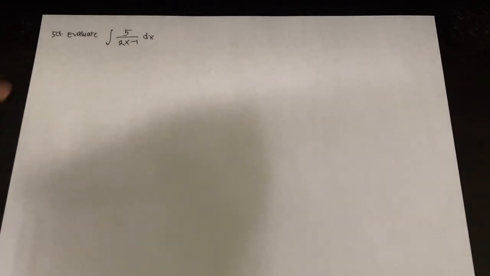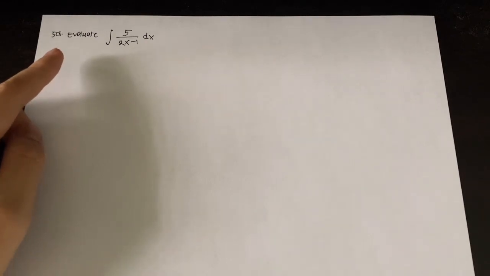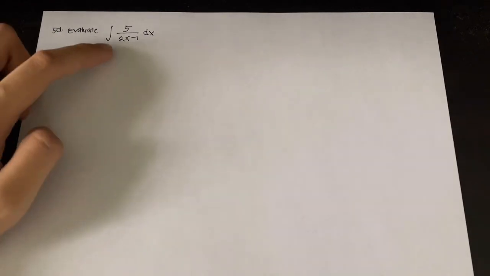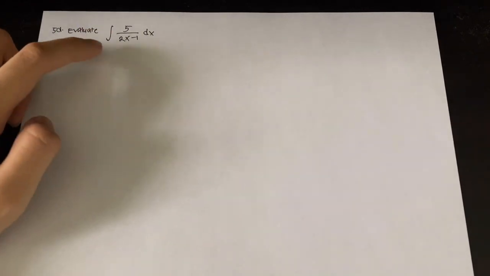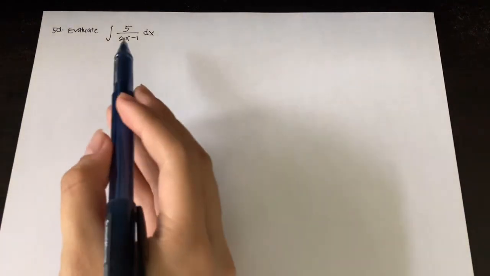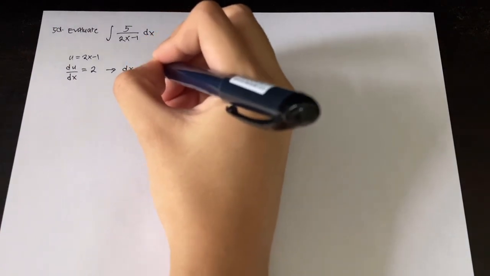So we can see here that we have to evaluate the antiderivative of 5 over 2x minus 1. We can use the chain rule since we can evaluate 2x minus 1 and also 5 over 2x minus 1. So which will be the u here? We will assign the inner function the u, so that would be 2x minus 1, which would mean that du over dx is equal to 2, which can then mean that dx is equal to du over 2.